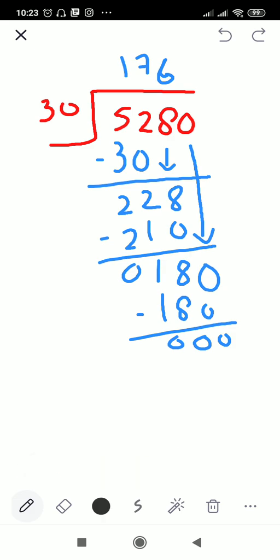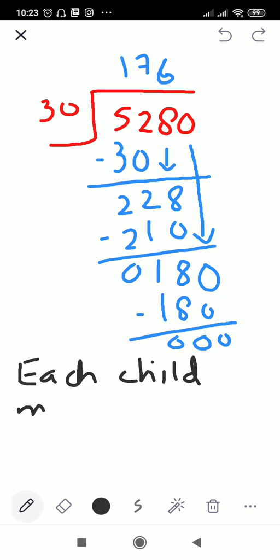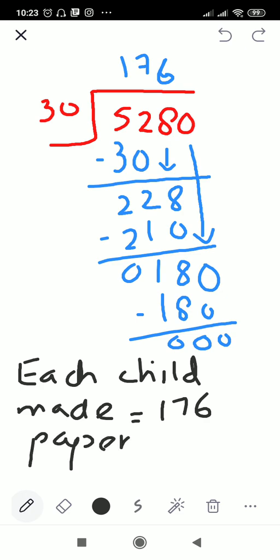So you can write down in the last, you can write down the statement here. Each child made is equal to 176 paper bags. All right, so that's how we are going to do this question.